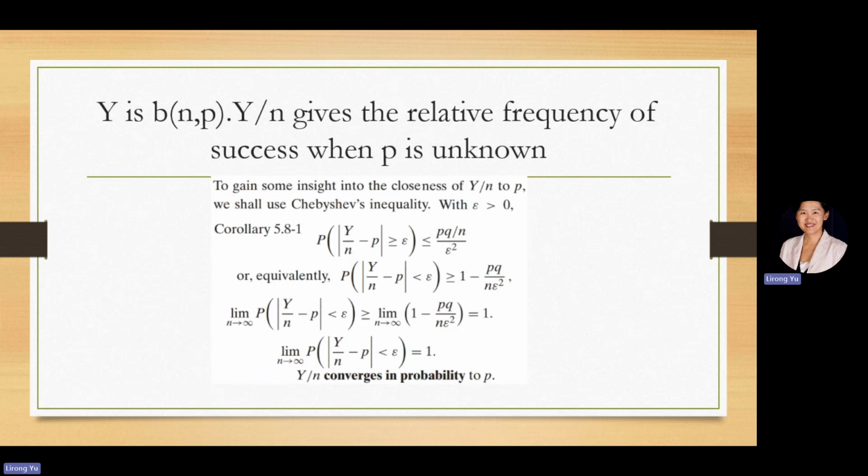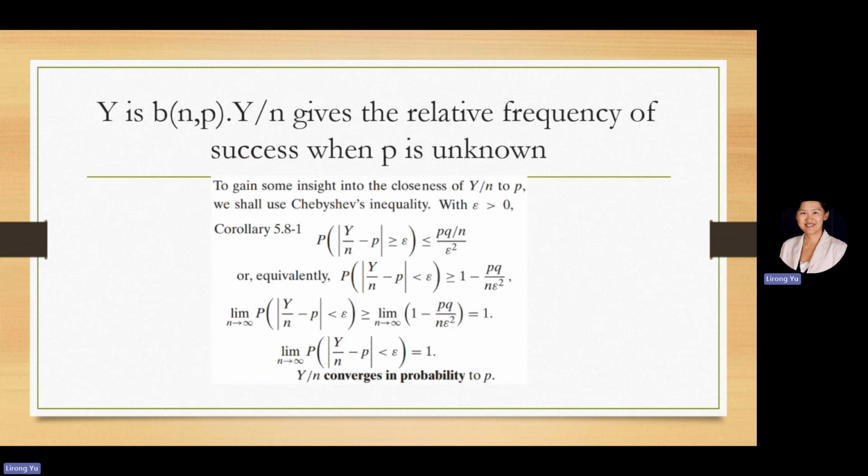All right, and the opposite of this is if you switch the direction of the inequality, to a less than, then the inequality switches to a bigger than, and the probability is 1 minus pq over n times epsilon squared. And what's interesting is that when n goes to infinity, pq over n goes to 0. So the probability for Y over n minus p less than any small number is actually 1.